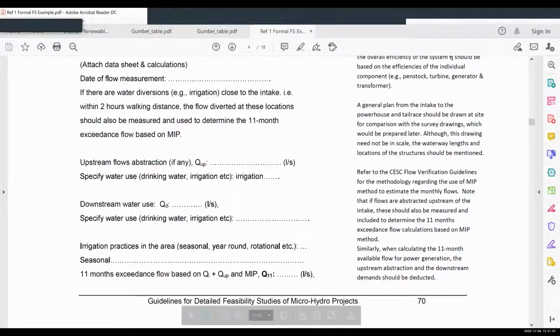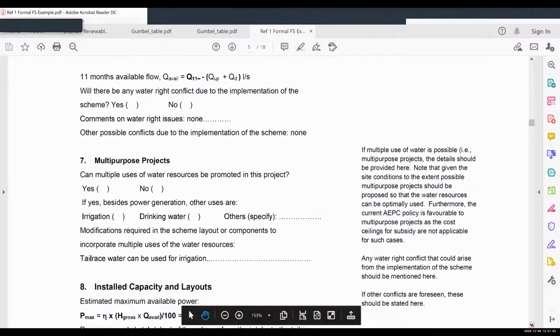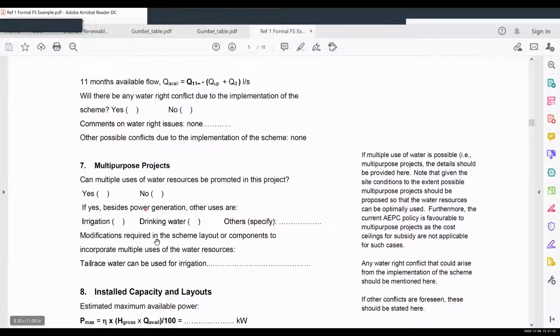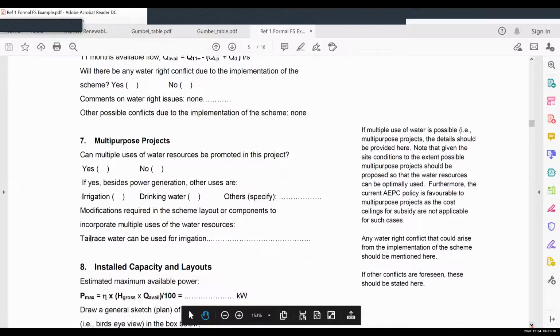There is a little bit of focus on Nepal, but there is an MIP method that we use in Nepal that is not important. But the hydrology has to be done. Also, we look at the multipurpose, as I said. Is there a potential for irrigation, drinking water, and other uses of water? Because sometimes when there are multipurpose uses, it helps the economics of that project also.